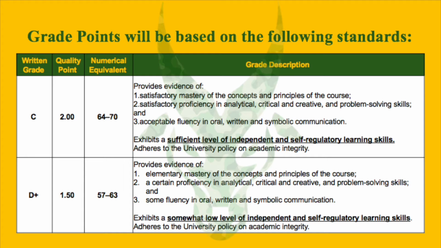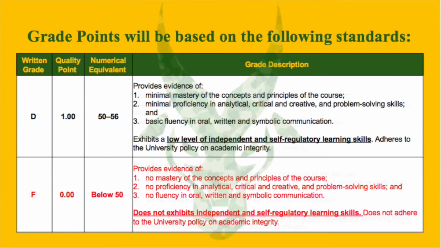And then somewhat low level. So if you get a D+ or D and below, that's the time where you should be alarmed. Okay? So D+, you have to work further. There are major points for improvement. And then we do not want to go with the D, which is a low level of independent and self-regulatory learning skills. And of course, we want to stay away from the F, which is a failing mark, if you get a numerical mark below 50. All right, so those are the grading system that we have for FEU.